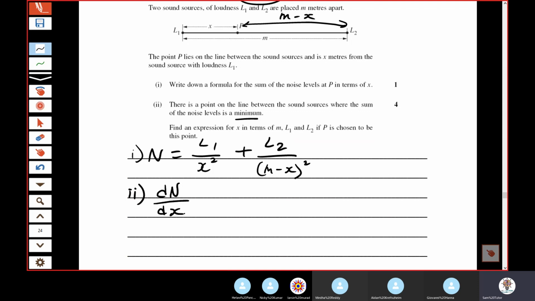dN on dx. Before I do this, you guys know you can't have x on the denominator. So what do we do? We raise the powers up, don't we? Power of -2. I'll let you guys think about how to differentiate that. Give me 2 minutes. I'll be right back.